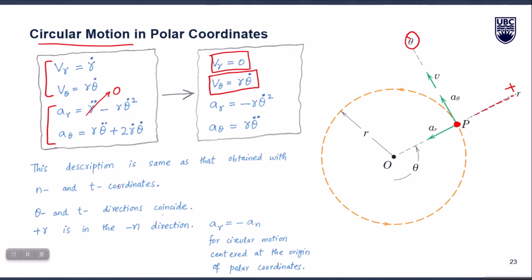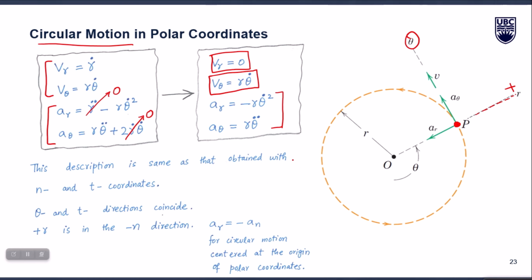R dot is 0, so r double dot is also 0. Similarly, this quantity will also become 0 because it involves r dot, right? So we will simply have the expressions a sub r equal to minus r theta dot square, and a sub theta is equal to r theta double dot. So these are simple equations for the components of acceleration in the polar coordinate system, right?